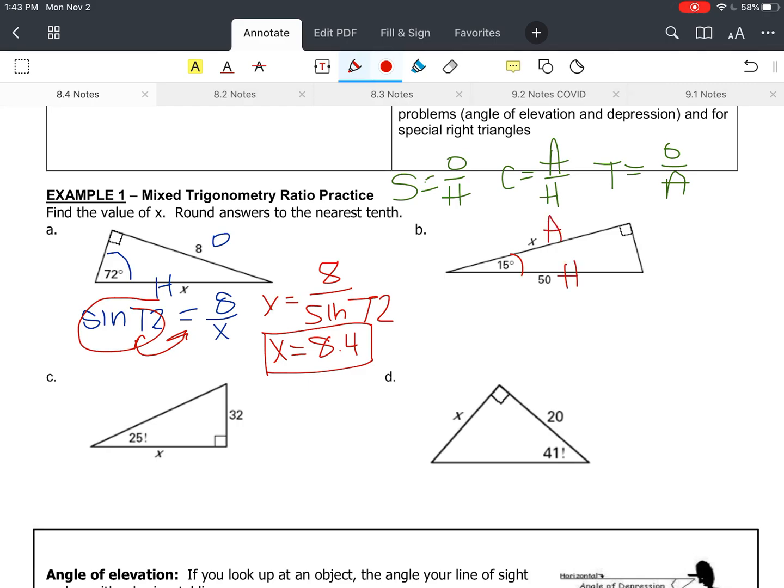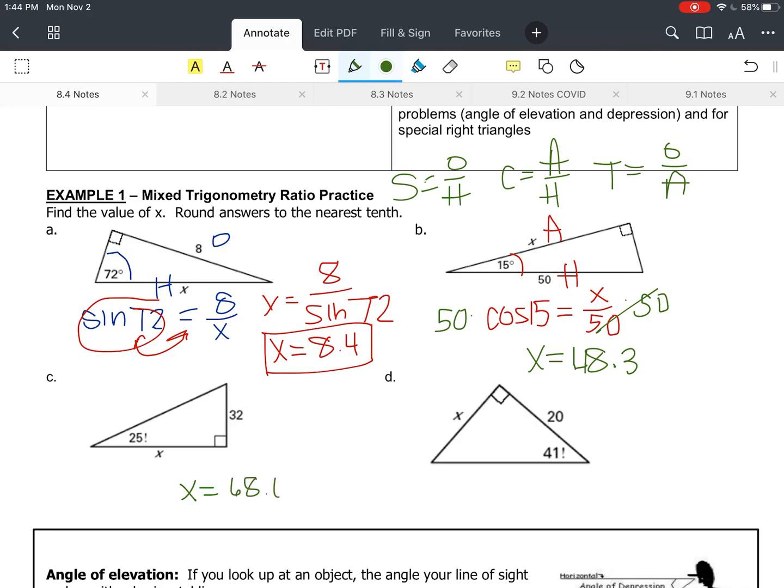Letter B, 15 is my reference angle. Opposite 90 is 50, that's my hypotenuse, so x has to be adjacent. Adjacent over hypotenuse, that's cosine. So I'm going to say the cosine of 15 is x over 50, adjacent over hypotenuse. X is in the numerator this time. To undo dividing by 50, you multiply both sides by 50. So in your calculator, 50 times cosine 15, you're going to get x equals 48.3.